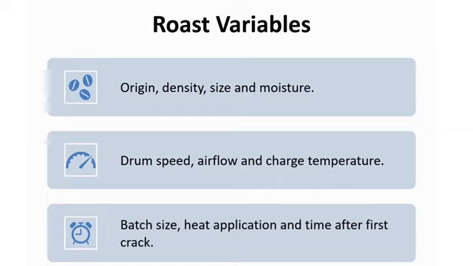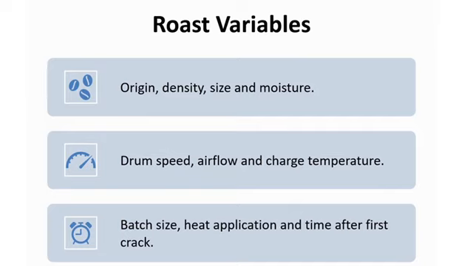Okay, we will talk about the roast variables here. Usually for the roast variables, we look into the bean itself: the origin of the bean, the density, the size, and the moisture content in the coffee bean. Even though the bean has been dried, of course in the green bean itself, we still have a certain percentage of moisture.